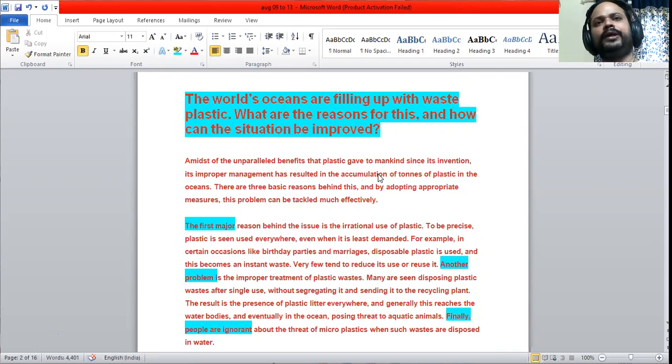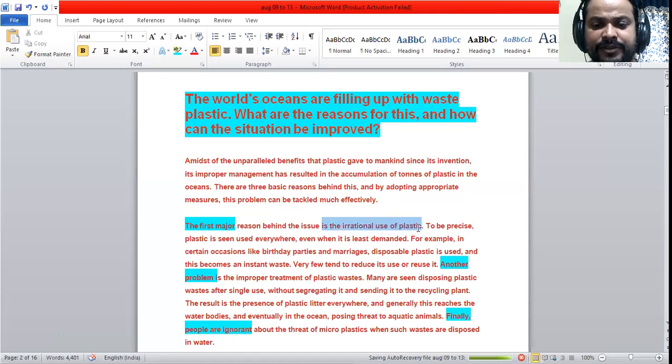Actually, we think the question is easy, but when you analyze this question and put the points in the places where you are intended to, it will be difficult because you need to have some sort of general information, some general knowledge to answer this question. So immediately if I see what the reasons for this are, you will be getting only the examples. From the examples, you need to generate the point. Here I have generated point number 1 as the irrational use of plastic.